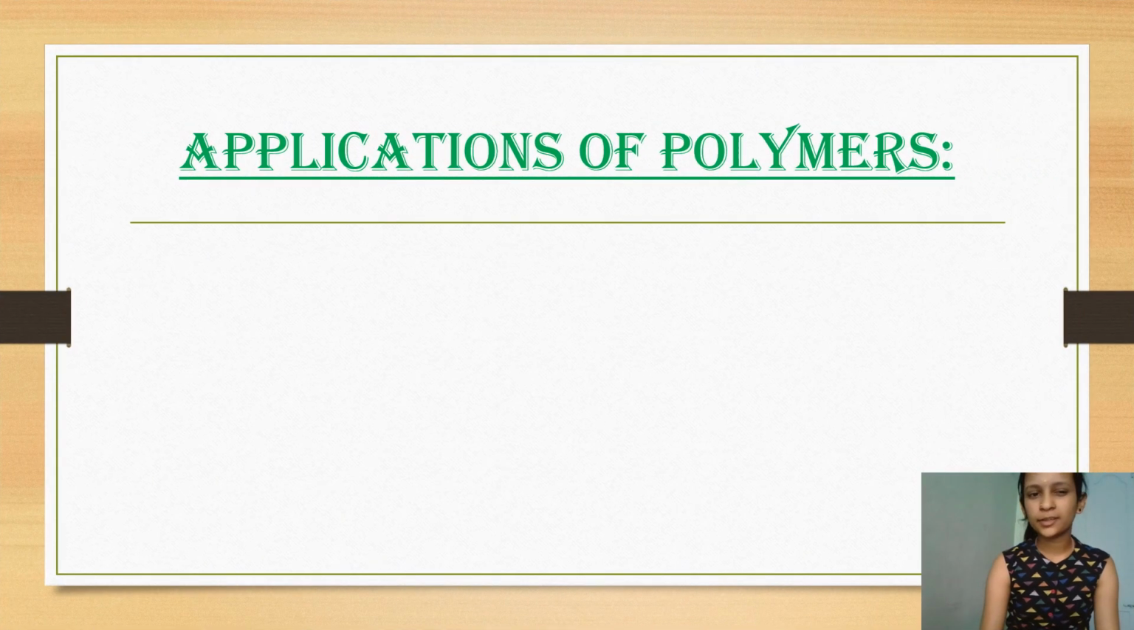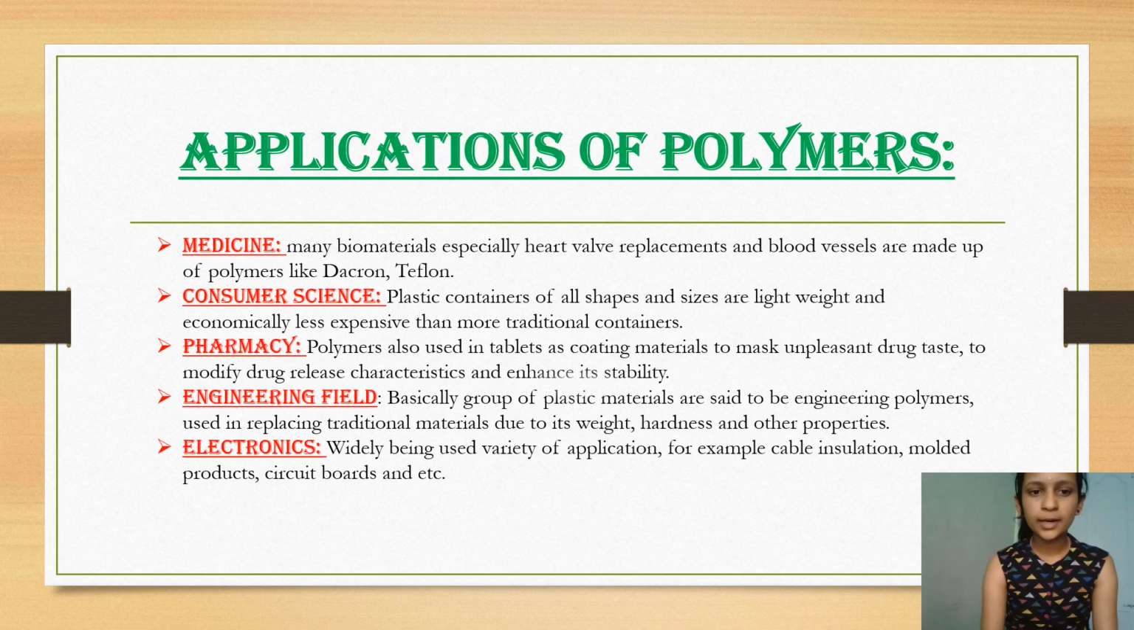Let me brief you on some of the applications of polymers. Initially, in the medicine industry, many biomaterials, especially heart valve replacements and blood vessels, are made up of polymers like Dacron and Teflon. In consumer sense, there are plastic containers of all shapes and sizes, and usually they are lightweight and economically less expensive when compared to traditional containers. In pharmaceutical industries, polymers are also used in tablets as coating materials to mask unpleasant drug taste, to modify drug release characteristics and to enhance stability.